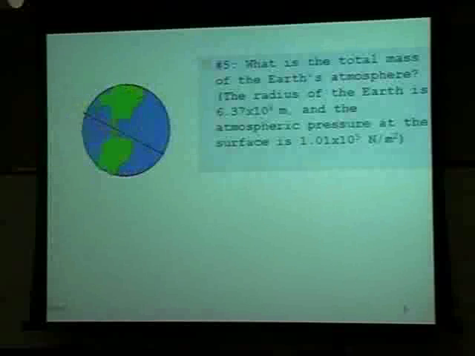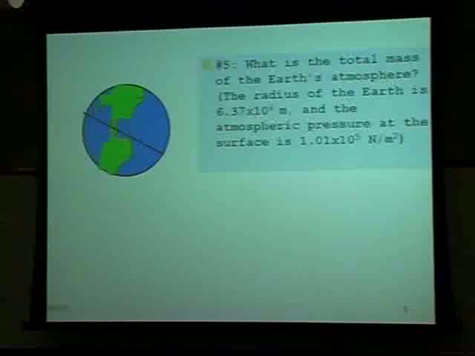Let's try this problem. It's actually a problem from your book. What is the total mass of the Earth's atmosphere? We can actually figure that out based on pressure. The radius of the Earth is 6.37 times 10 to the 6 meters, and the atmospheric pressure at the surface of the Earth is 1.01 times 10 to the 5 pascals. That's probably a good number to remember.